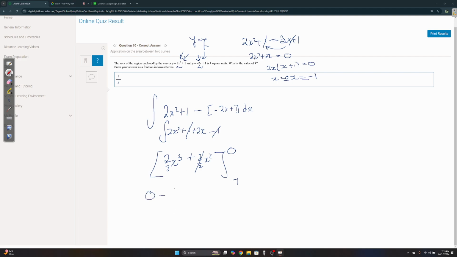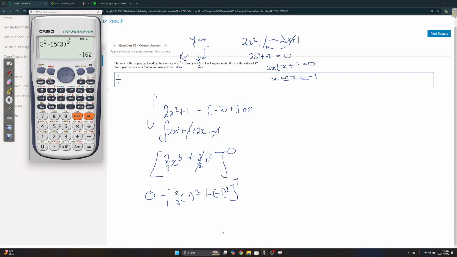Substitute 0, you get 0. So you can put 0 minus, open bracket, minus 2 over 3 times (minus 1) cubed plus (minus 1) squared. Remember, put the negative 1 under the brackets. Also, our mistakes, they're so silly. I'm forgetting to put, for example, a negative under the brackets. Silly mistakes.